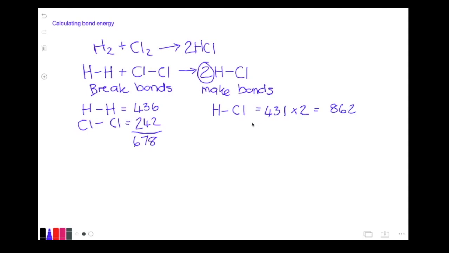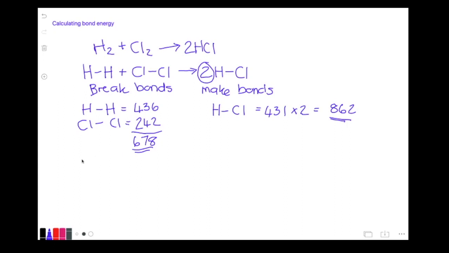Now, in this particular equation, there's only one product formed. Obviously, in some other equations, we could have other products, and you'd have to do the sum of those on this right-hand side. So on the left-hand side with the bond breaking, we have 678, and on the bond making side, we've got 862.